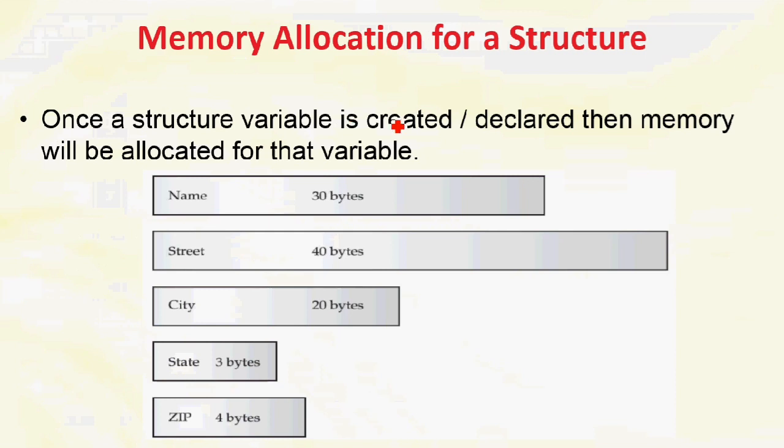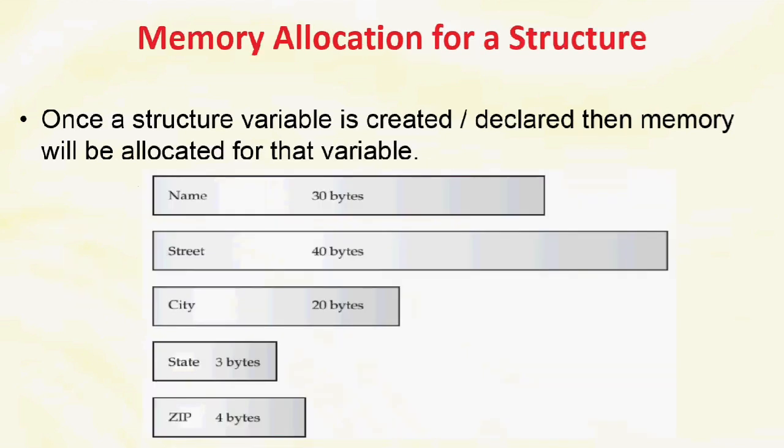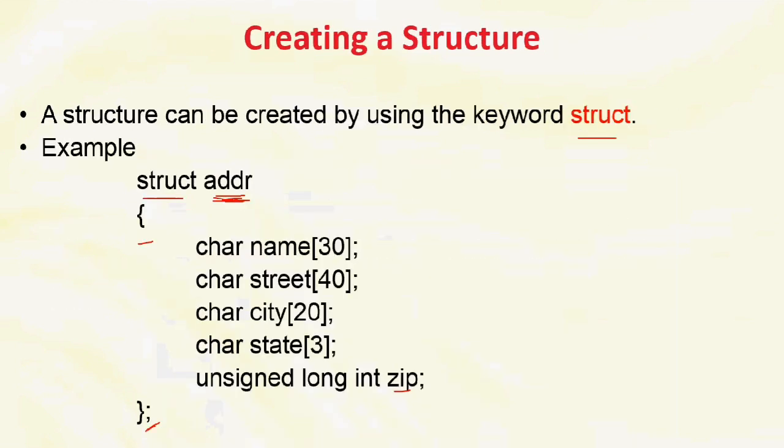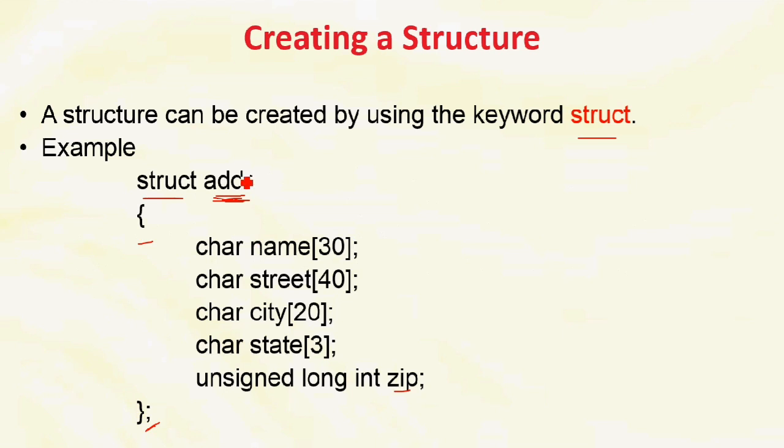So this is again another important thing you must know related to structure: how memory is allocated for a structure. Once a structure variable is created or declared, like this, here address info is a structure variable, then memory will be allocated for that variable. It is created for this particular structure addr, the address structure. Here we have 5 members: name, street, city, state, and then one integer. For each and every member the memory will be allocated separately.